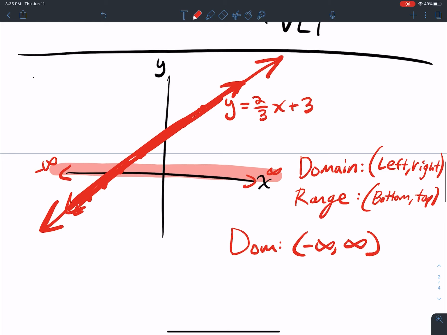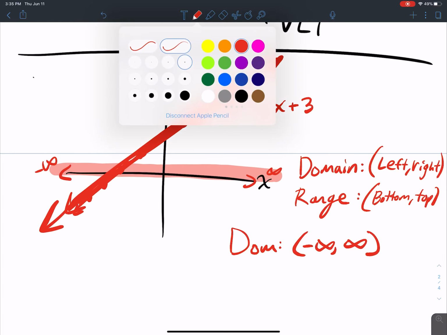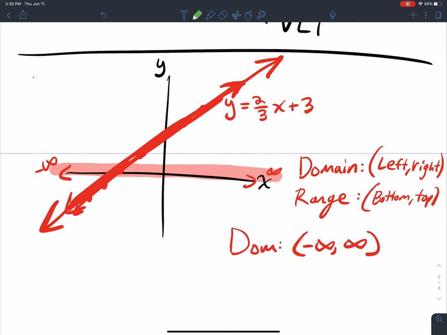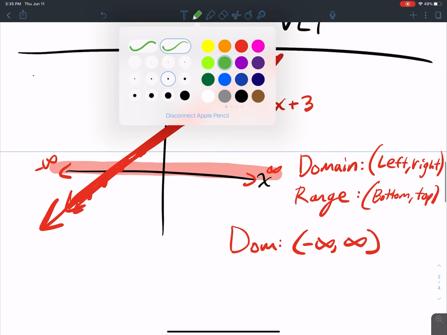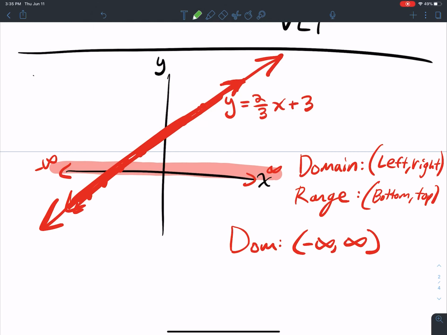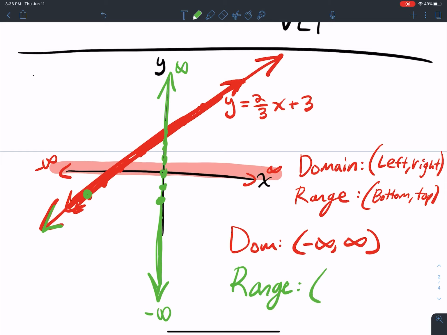I use the open parentheses because I can't get to infinity. Now the range is a little bit different story, only in the sense that it's vertical and not horizontal. So when I look at this, y values here work, everything up and down through here, but look, it's going forever down. So it goes forever down to negative infinity, but it also goes forever up to positive infinity. So the range is exactly the same. The range goes from negative infinity to positive infinity.